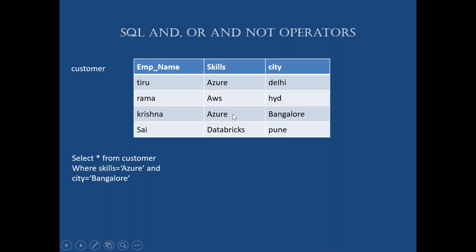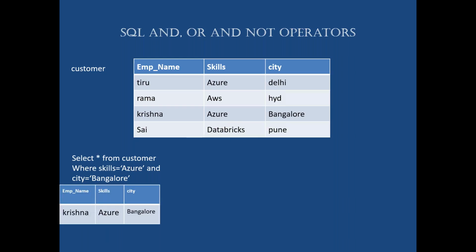Next, skill equal to Azure and city equal to Bangalore. Yes, it is matching. The city column is Bangalore, skill is Azure. So only this record, the Krishna record, will come. What about Sai? Skill is showing Databricks. Databricks equal to Azure? No. So this fourth record also will not come. Only Krishna, Azure, Bangalore will come. Okay. AND means both the conditions must be true.